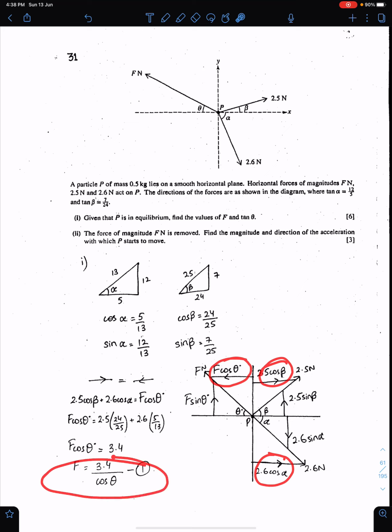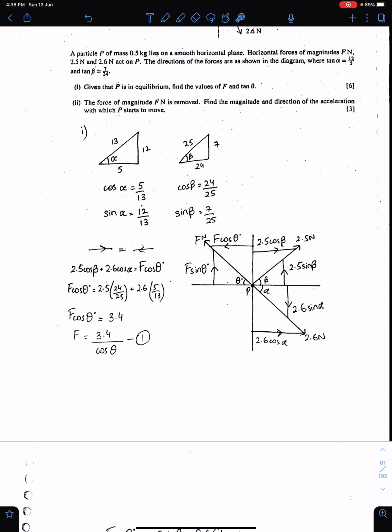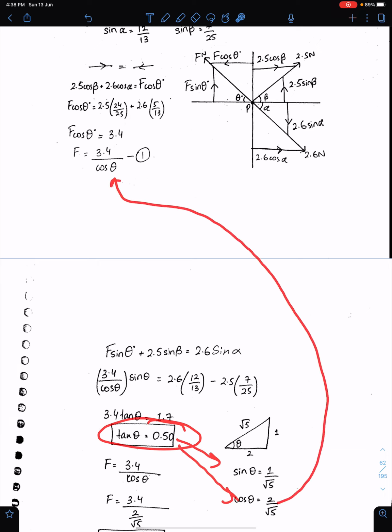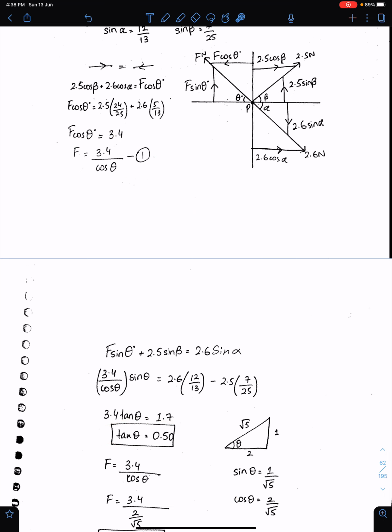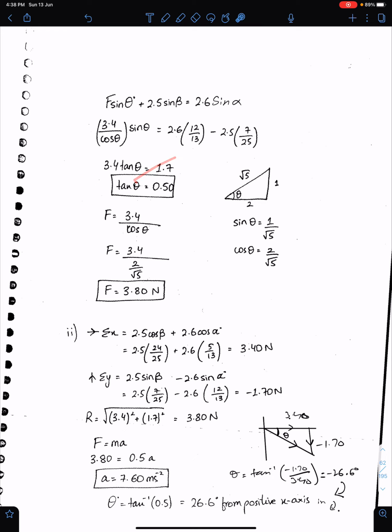This is equation number 1. And this plus this is equal to 2.6 sine alpha, which is here. Since F is this, so by substituting F here, we can get the value of tan theta. And with the help of tan theta, we can get the values of sine theta and cos theta. By substituting cos theta here, we can get F. So you have option. You can either find theta or find sine theta and cos theta.